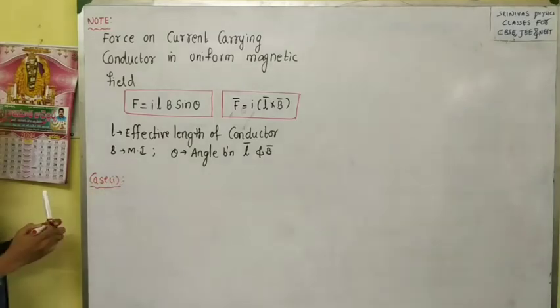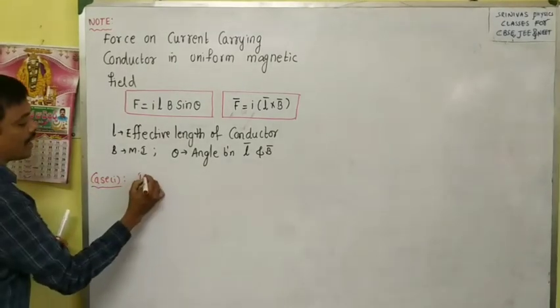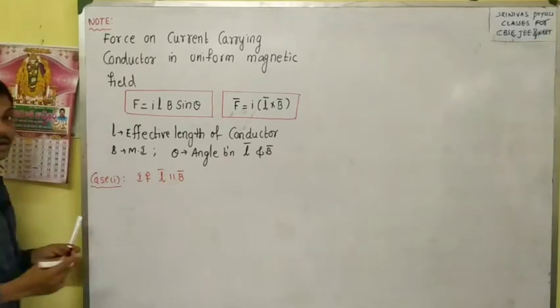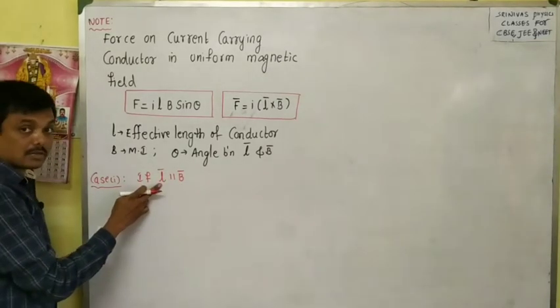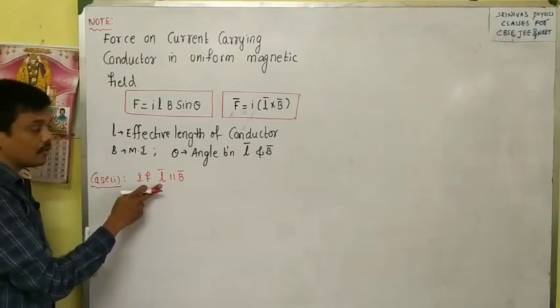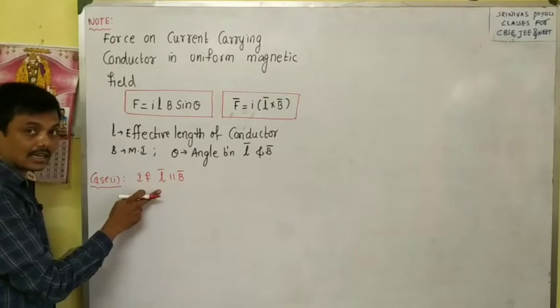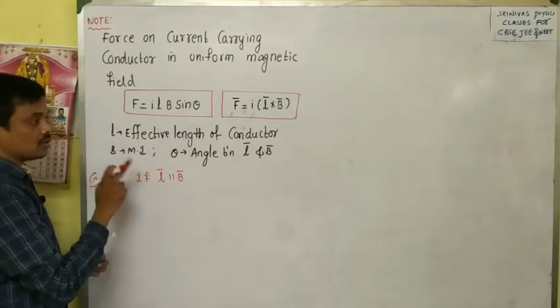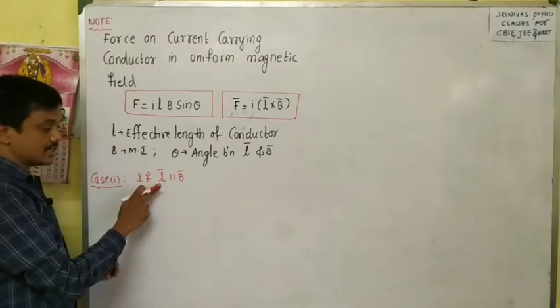Okay, first case is that if L bar is parallel to B bar. L is the displacement vector or effective length vector. It is a vector. What is its direction? Its direction is along the direction of the current, and its magnitude is equal to the shortest distance between the initial and final points.